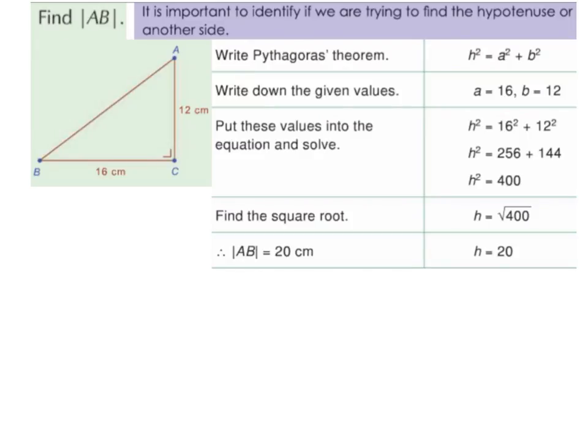Find the length AB. So we're trying to find this length here. It is important to identify if we're trying to find the hypotenuse or another side. The hypotenuse is the longest side of a triangle, and it's always opposite the right angle. This is the right angle here. And this is going to be the hypotenuse, the side AB, so I'm going to label that as H.